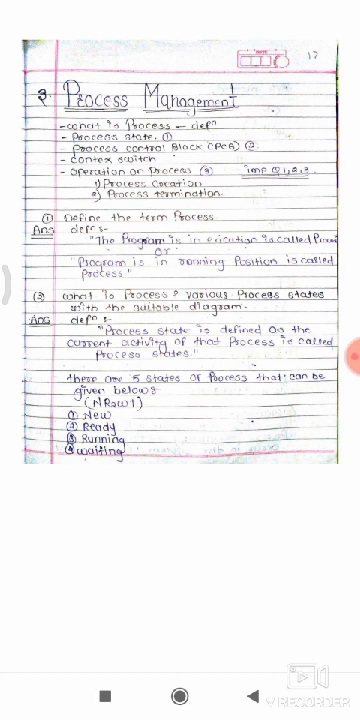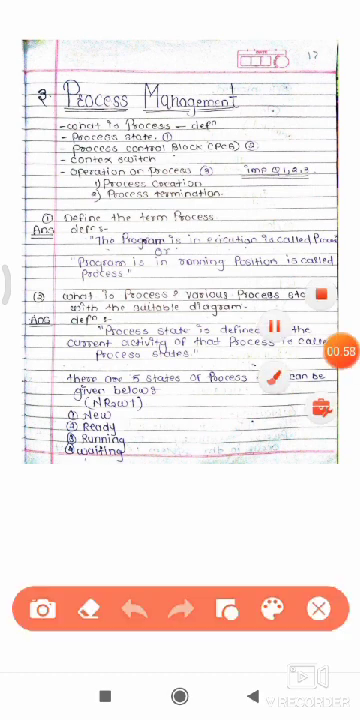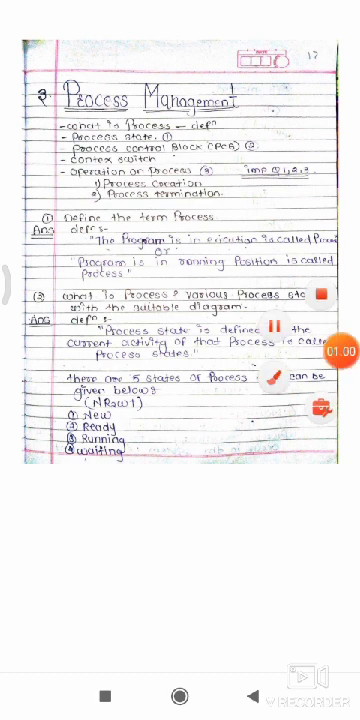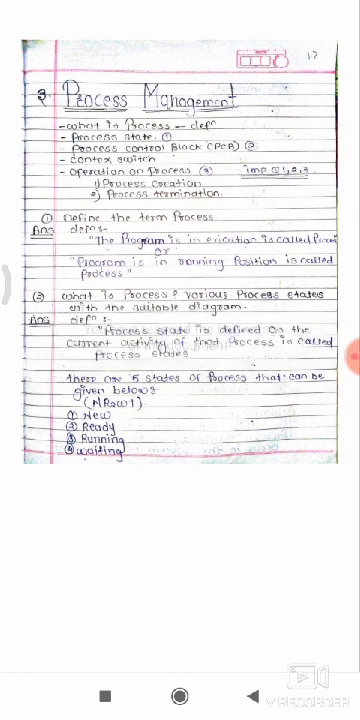A process is nothing but a program in execution. A program in execution, or a program in running position, is called a process. That means the program is in execution. And the second definition, a program in running position is called a process. So all of you understand this definition.